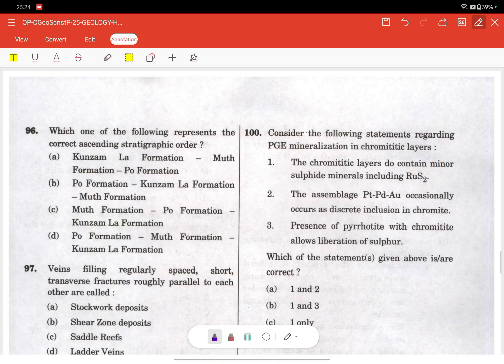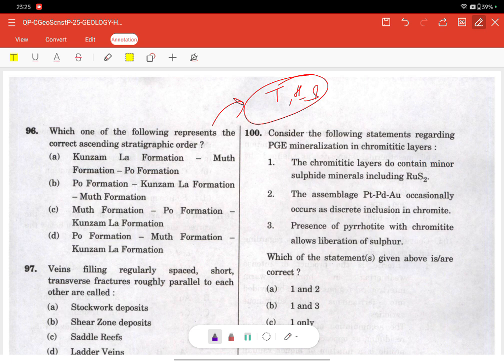Now coming to the 96th question, the last question. Which one of the following represents the correct ascending stratigraphic order? This question helps us understand ascending stratigraphic order and tests knowledge of Tethyan Himalayan stratigraphy, the Ladakh-Spiti region, and the ability to arrange from older to younger. Younger is the top one.